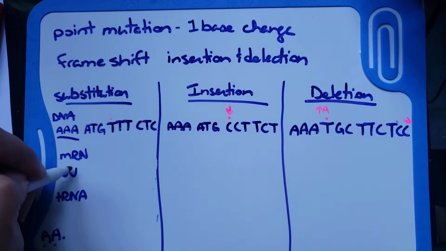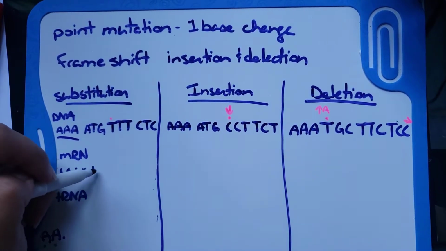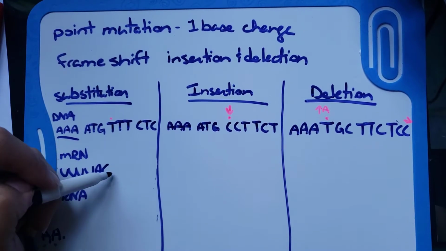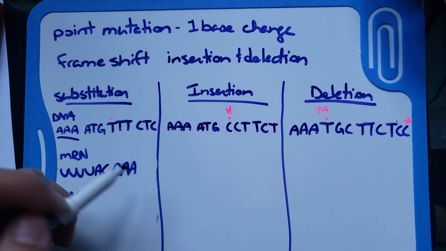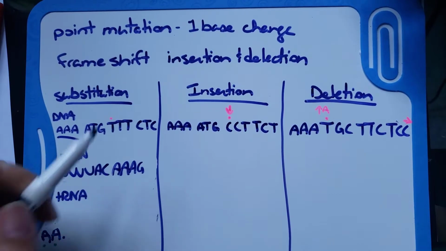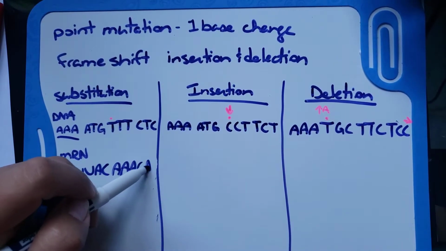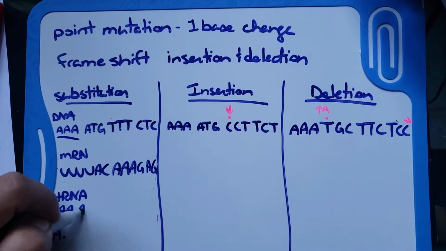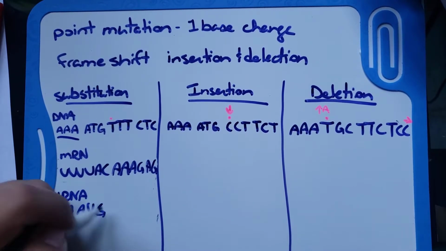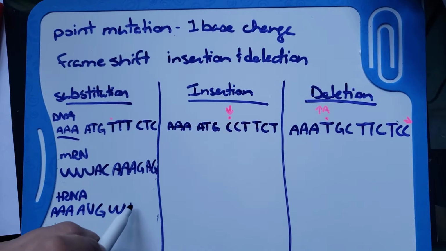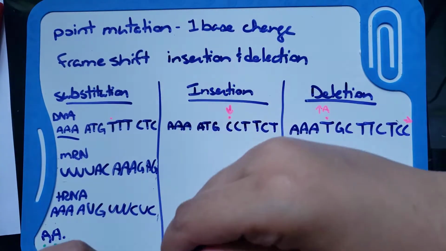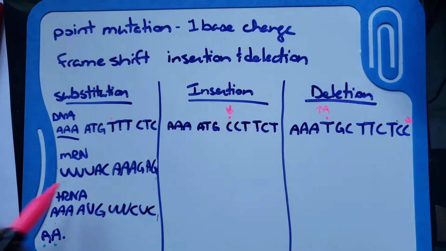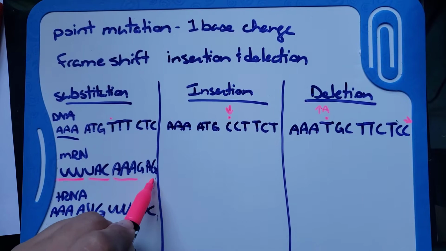So the messenger RNA is going to be U, A, C, A, G, A, G. The transfer RNA is going to be A, U, G, U, C, U, C. When you read this, you still read it in the 3 codons. These three, and these 3.